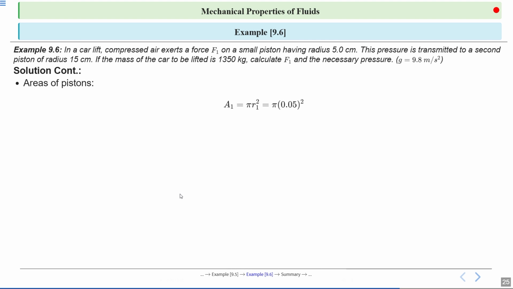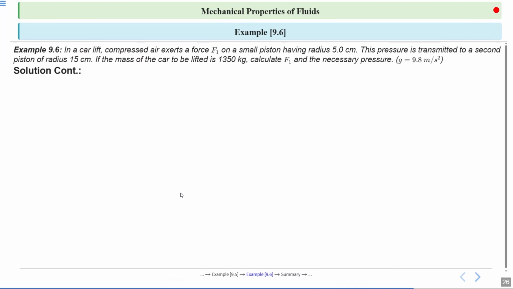The formula for the area of a circle is A equal to pi r square. Here r is the radius of the small piston, which is 5.0 centimeter or 0.05 meters. So we have A1 equal to pi into r1 square. Putting the value of r1, A1 equal to pi into 0.05 whole square. So it will be pi into 2.5 into 10 raised to the power minus 3 meter square. So calculate the area. So it will be A2 equal to pi into 2.25 into 10 raised to the power minus 2 meter square.